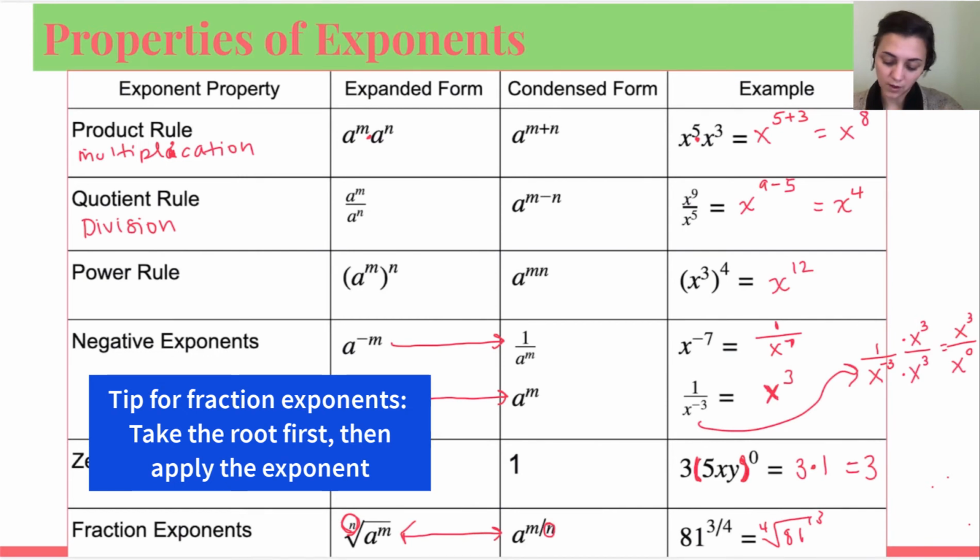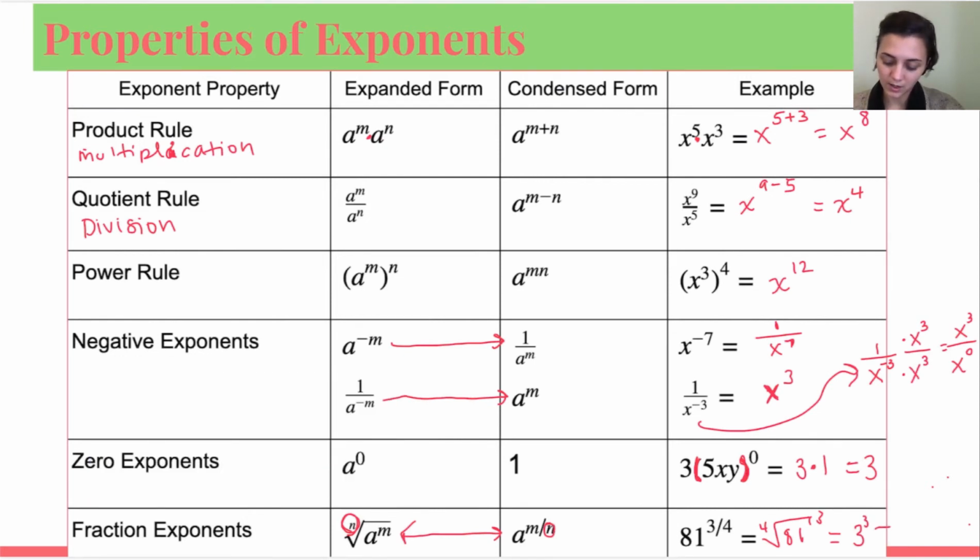So the fourth root of 81 is 3. And then you can raise it to the power to make it big again. So I recommend taking the roots first to make it smaller and then raising to the power.